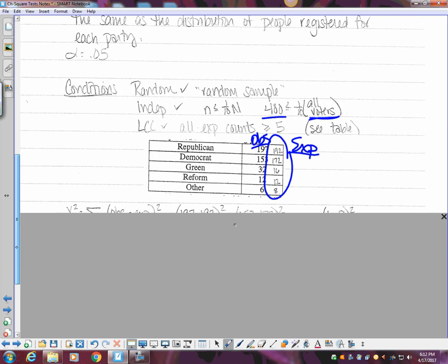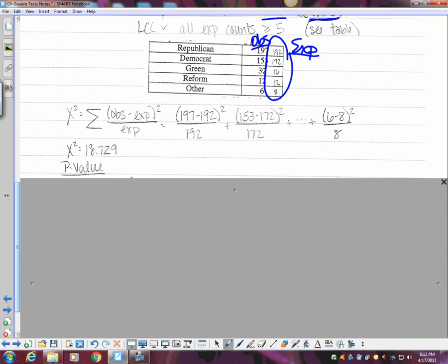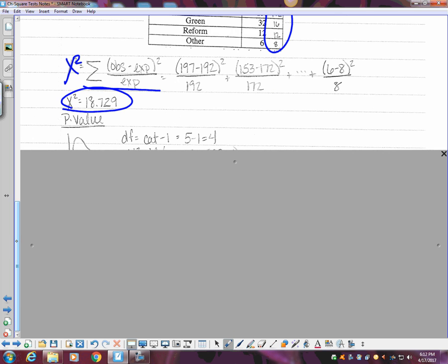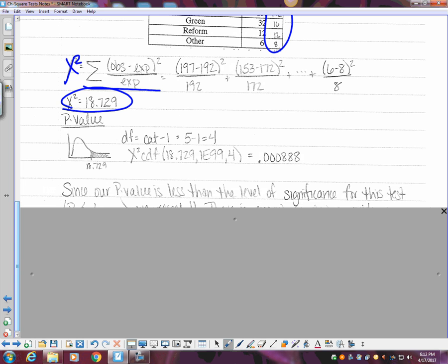Okay, once you're done with your conditions, you go to your formula sheet. Write your formula. Always label it chi-square. Don't give me a floating formula. Throw some numbers in there, little dot, dot, dot in the middle, and then go to your calculator, and you're going to get your chi-squared. Then I find my p-value. Show my degrees of freedom, categories minus 1.